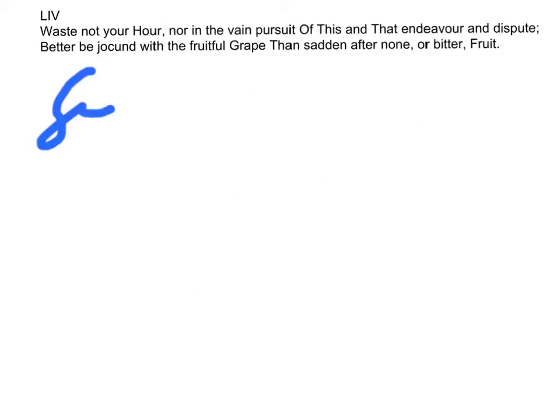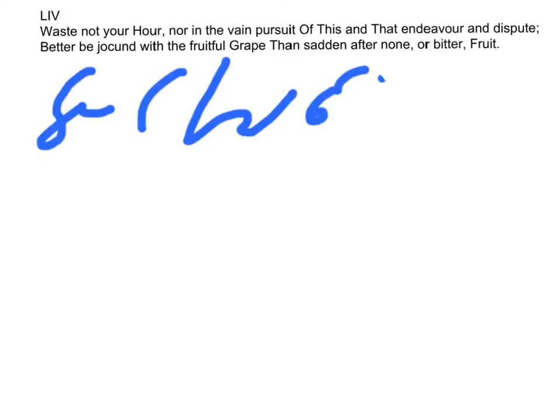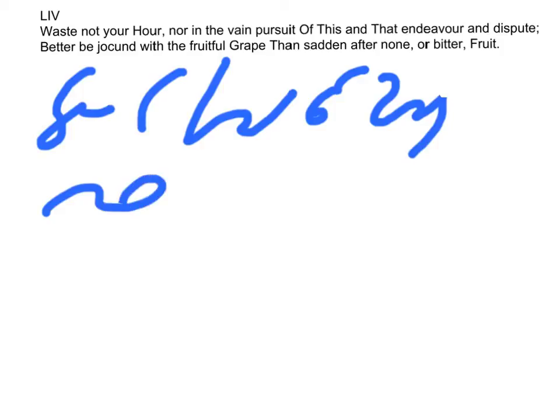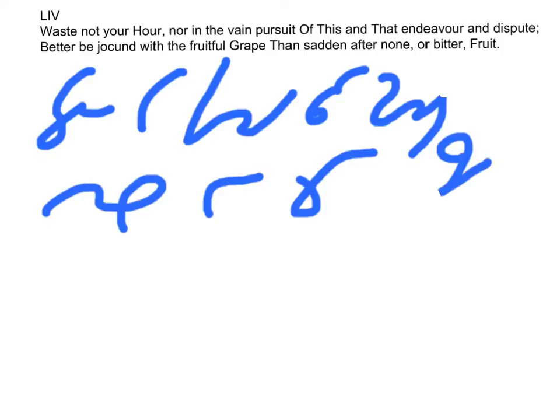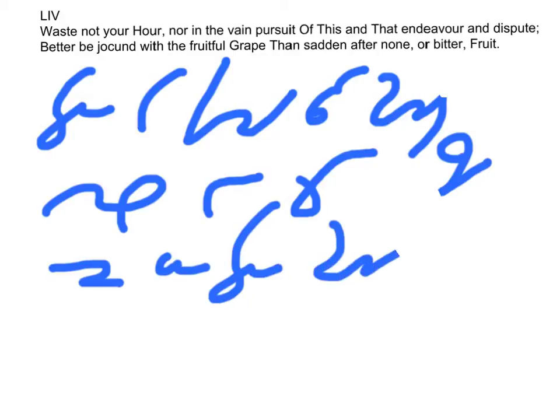Better be jocund with the fruitful grape than sadden after none or bitter fruit, period.